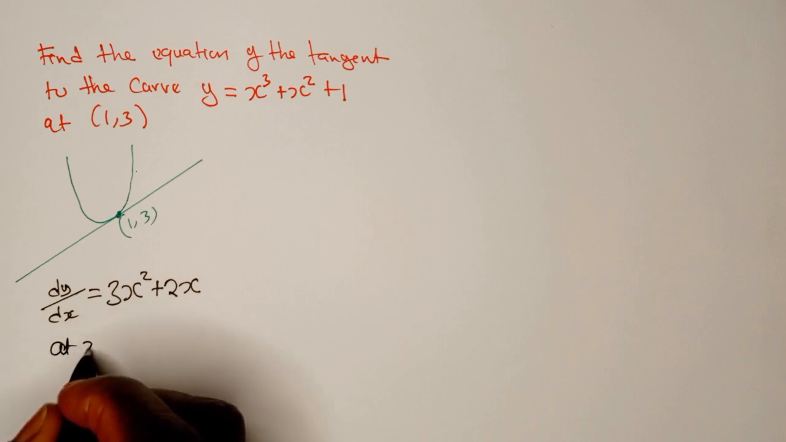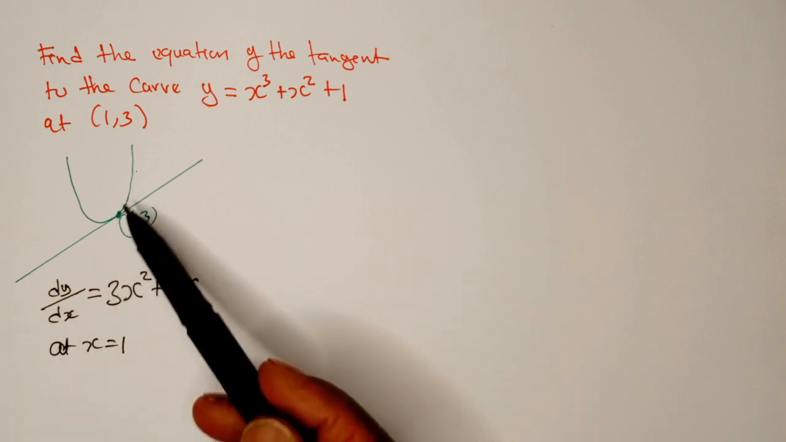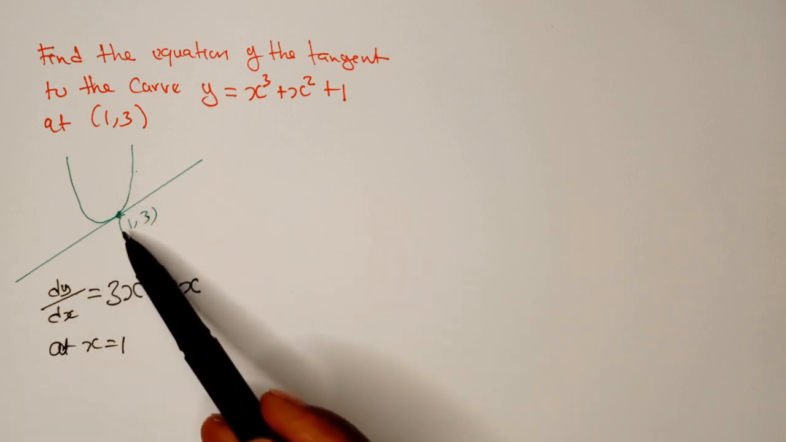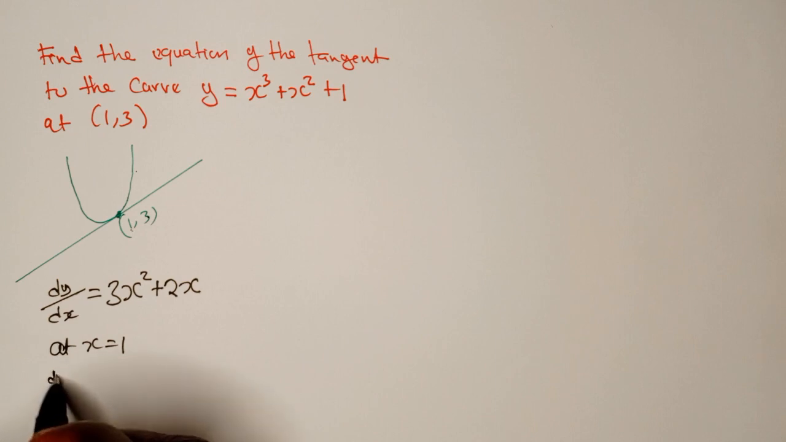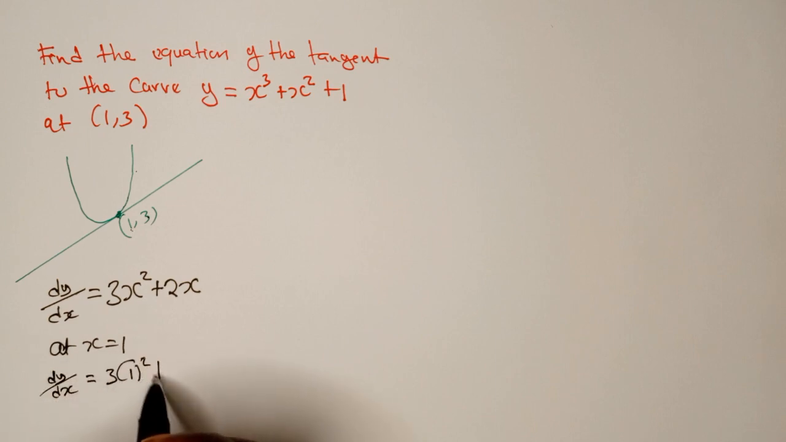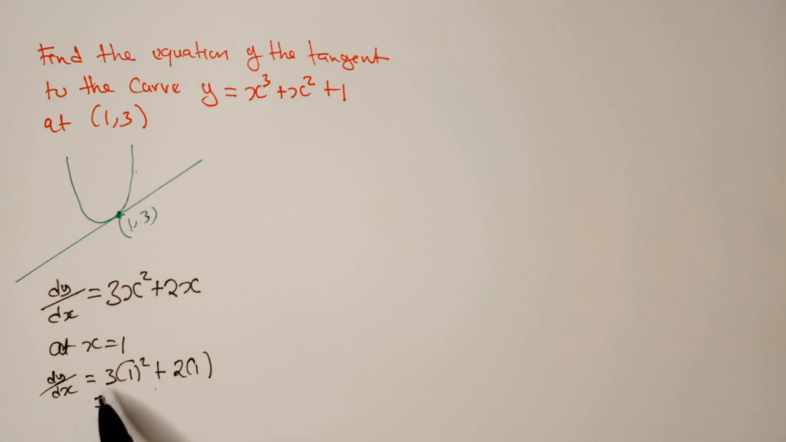So at x equals 1, because this curve is passing through this point and here x is 1, we substitute x in this function to get the gradient. So dy/dx equals 3 times 1 squared plus 2 times 1. 3 times 1 is 3, plus 2 times 1 is 2, so 3 plus 2 is 5. So our gradient is 5.